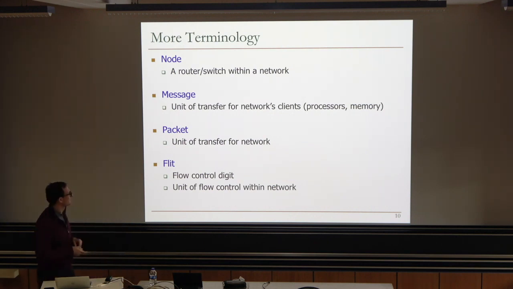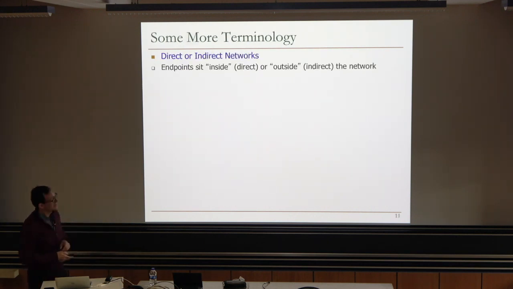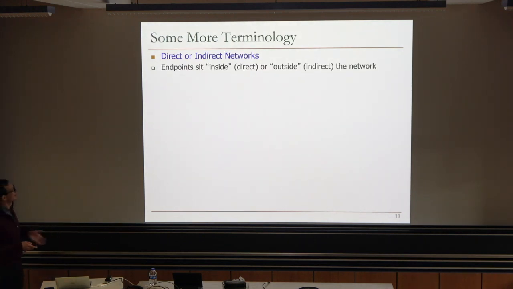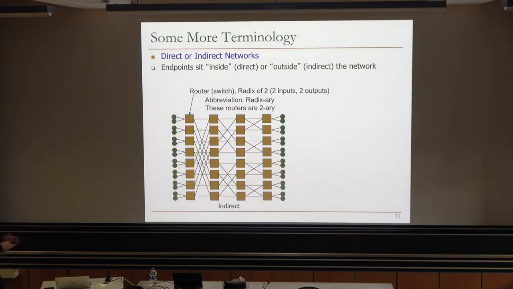Okay. Some more terminology. Basically, there are direct and indirect networks. This is probably best understood with an example. Here, the endpoints sit either inside the network or outside the network. Inside means direct, outside means indirect. So this is an example of indirect. These are endpoints. You can think of them as processors and some other processors, or processors and memory banks. And this is an indirect network, because the endpoints are outside the network, and these are only switches. Basically, these are just routers.